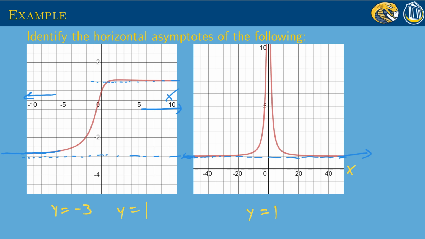And we'll notice, just to be very clear, for both of these graphs, we never actually reach y equals -3 or reach y equals 1. We just get closer and closer and closer to it without actually touching it.